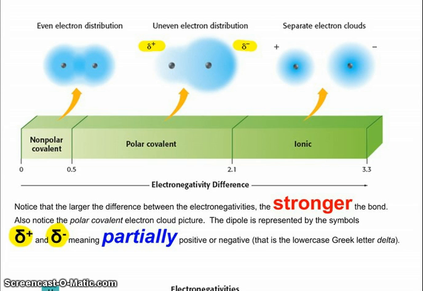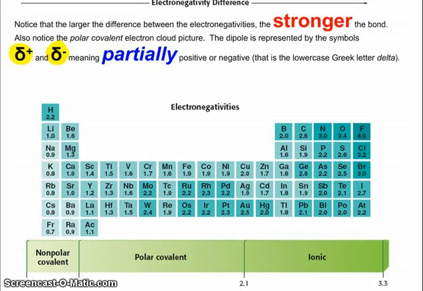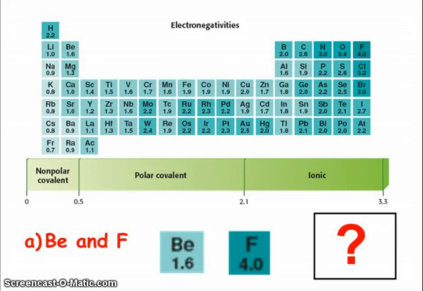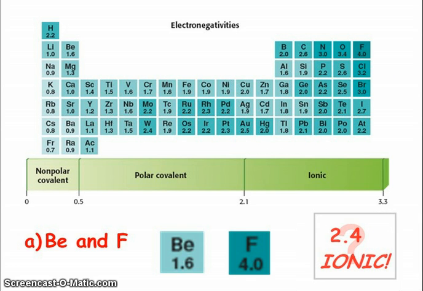So let's see how we can predict what type of bond. So again, here we have our electronegativities and that little chart that tells us what type of bond we will have. So let's say between beryllium and fluorine. So beryllium has an electronegativity of 1.6. I blew that up for you here. Fluorine, 4.0. The difference, just subtract, and always do the big minus the small so we get a positive number. 4.0 minus 1.6, the difference is 2.4, and that would show up right here in the ionic portion. So we know we have an ionic bond.